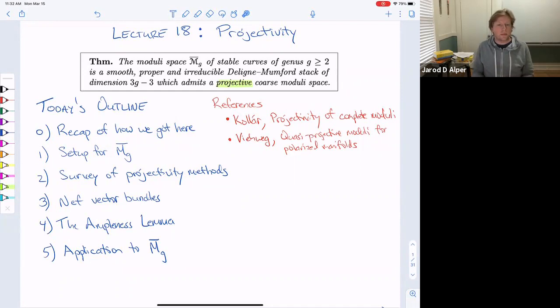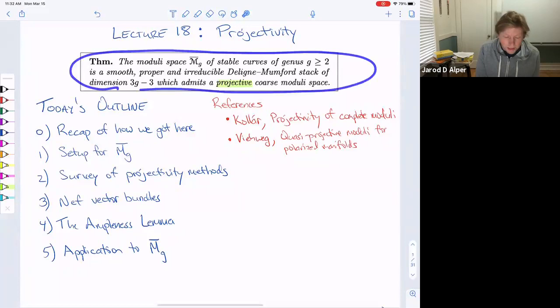Hey, welcome back. This is the last lecture of our course on stacks and moduli. And we get to the punchline of the entire course, which is we get to finish the proof of this theorem. And the remaining ingredient is projectivity. So that's today's goal.